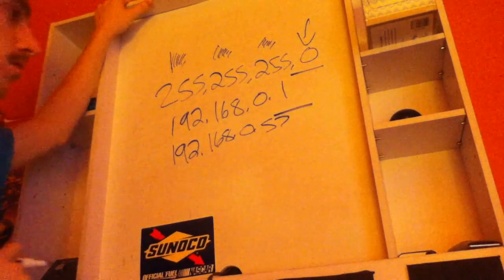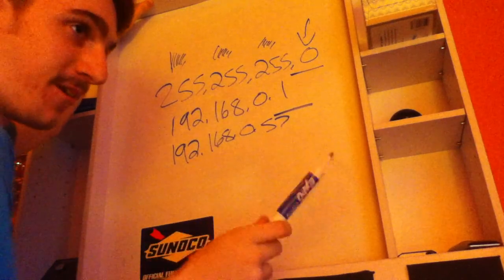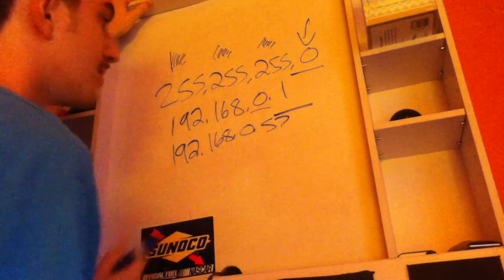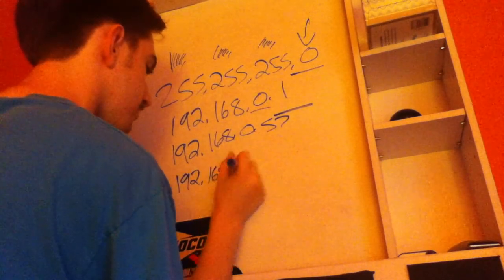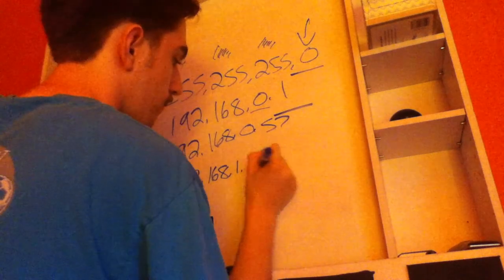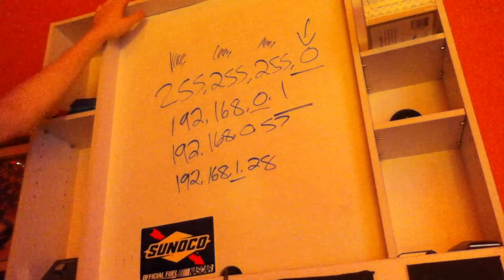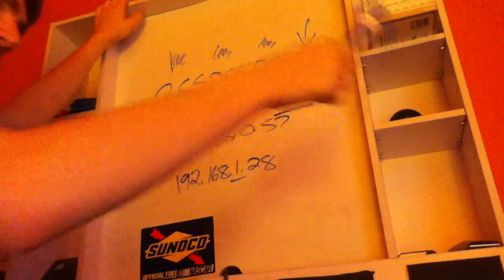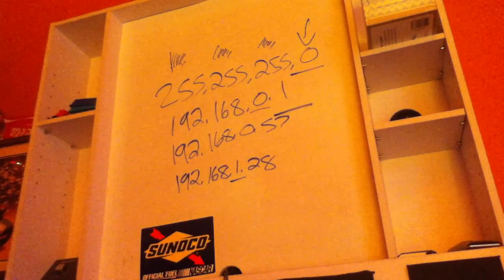57. Now, this makes it really smart, because on one router you can set this to 0, and on the next router you can set it to 1. Then it can help you identify, hey, that IP address has 192.168.1, that's on that router over there. See, there's some examples.